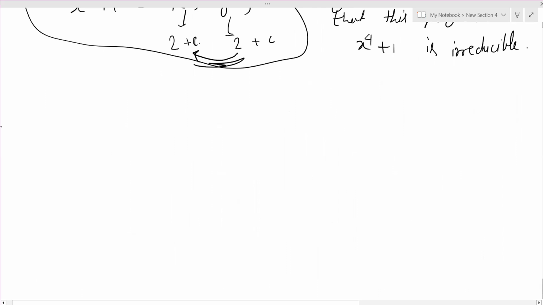Where is this one? I missed it. Oh, the screen is frozen. Irrational numbers will also come into the picture, right?